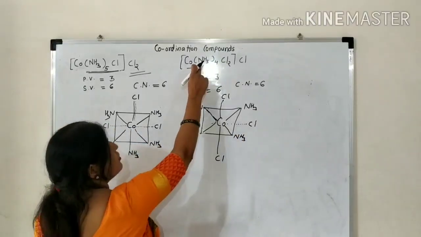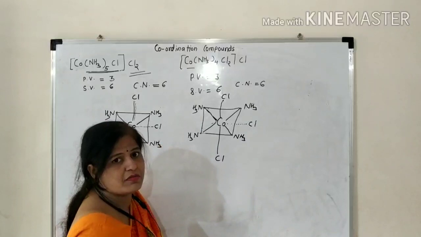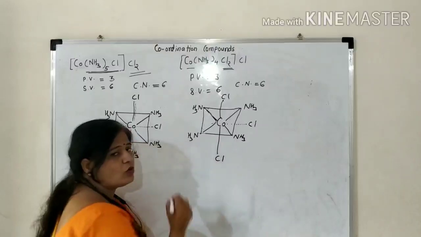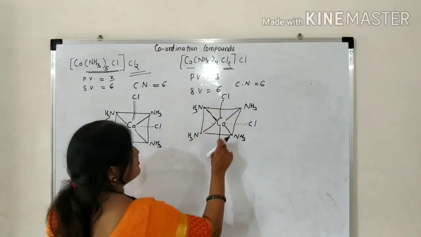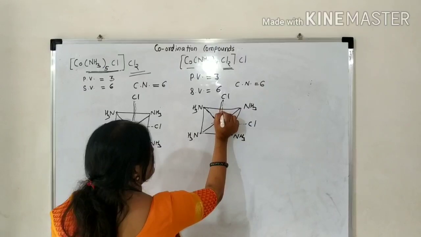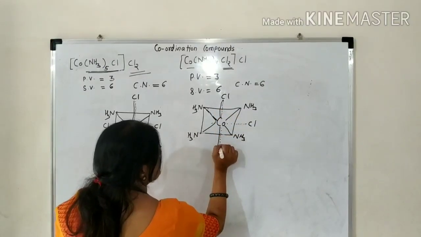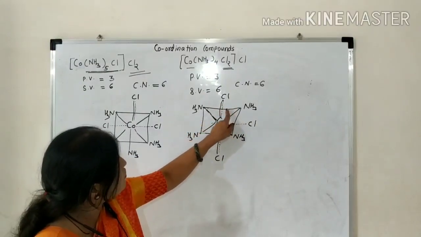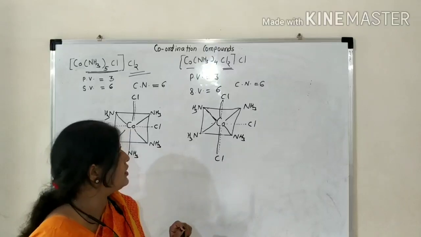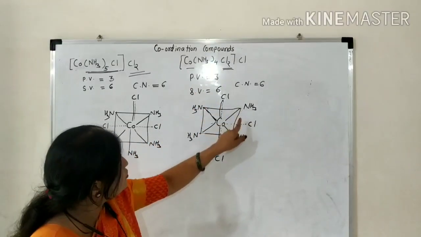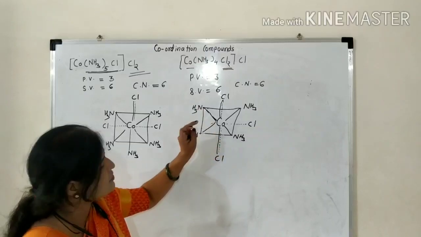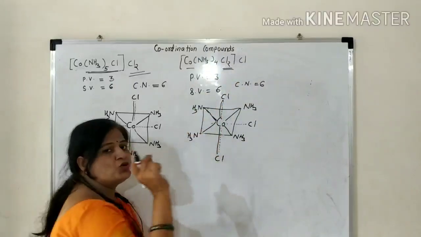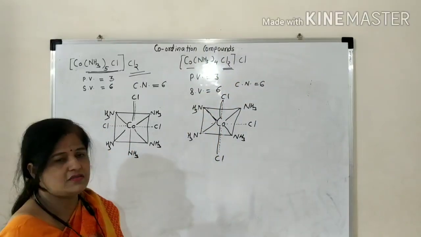But this compound's primary valency is 3. Primary valency is 3 means these 2 chlorides are also included, and these 2 chlorides are also shown by dotted lines. So the primary valency is 3: 1, 2, 3, shown by dotted lines. And the secondary valency is 6: 1, 2, 3, 4, 5, 6, shown by dark lines. This means these 2 chloride ions show primary valency as well as secondary valency.